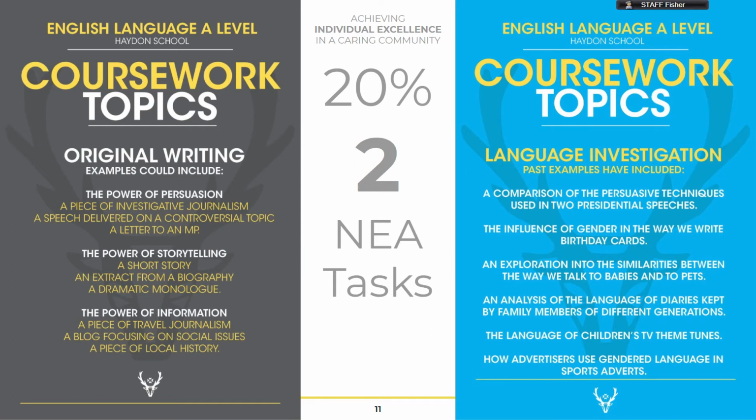In year 12, you'll create a piece of original writing, and your original writing can be on anything that you want, as long as it comes under the topics of persuasion, storytelling, or information. So you might do a piece of informative writing about travel journalism or on a particular topic of social concern. You might look at a persuasive piece and aim then to write your own speech, or it may be that you want to explore the idea of storytelling and write a short story, a monologue, or even the first chapter of a new novel.